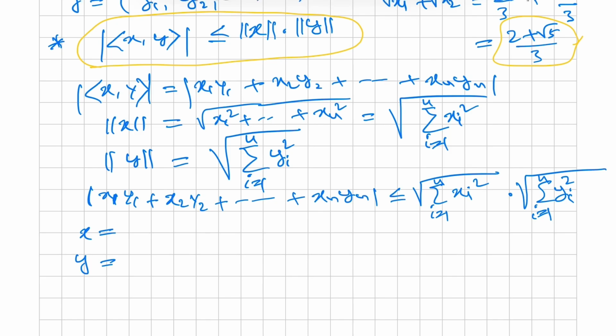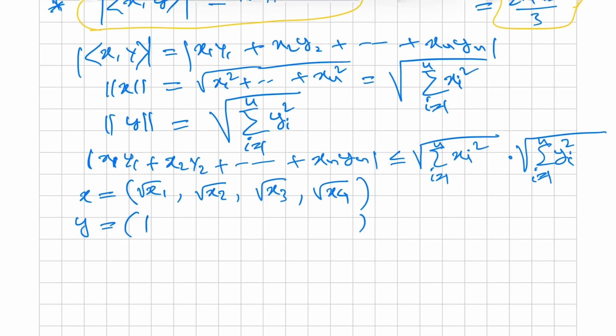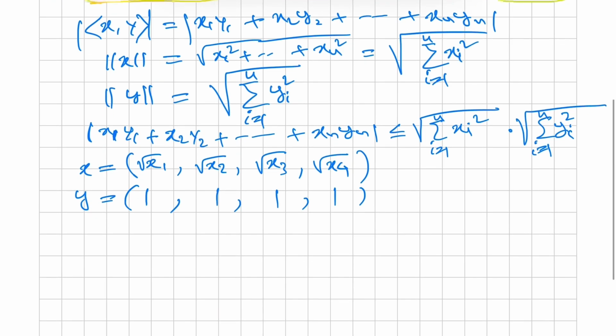Well, the x we will take is square root of x1, square root of x2, square root of x3 and square root of x4, because there are 4 numbers given. And then y, this is very interesting. What y should we choose? The y you choose here is just 1 1 1 1. All are positive entries, and therefore we do not need to care about mods. So suppose x is this and y is this.